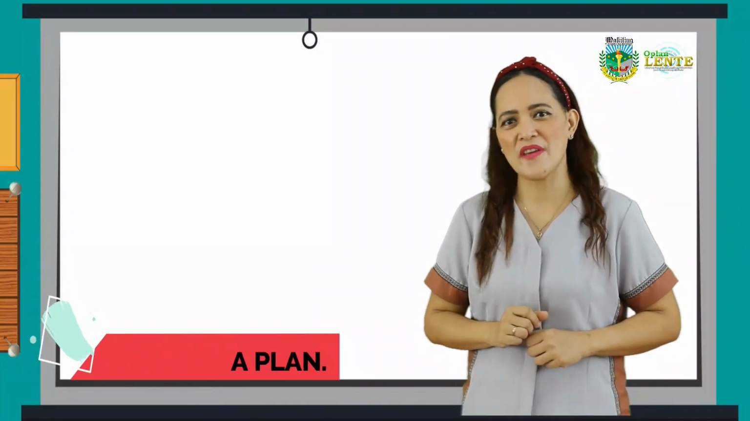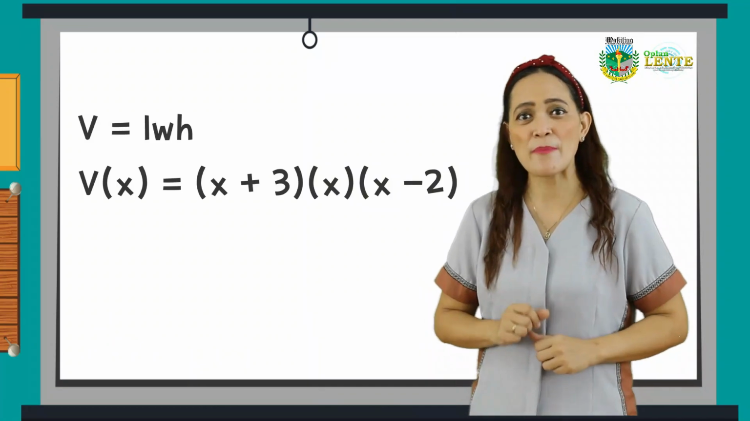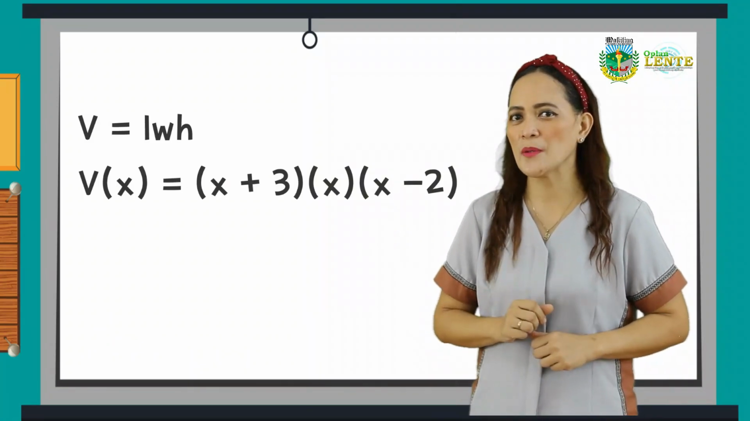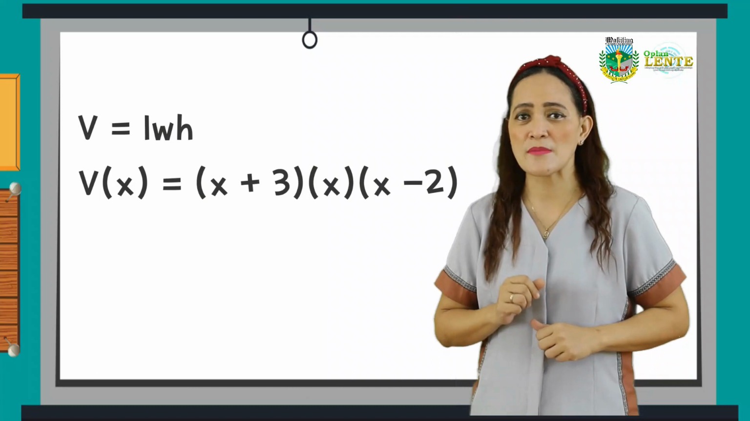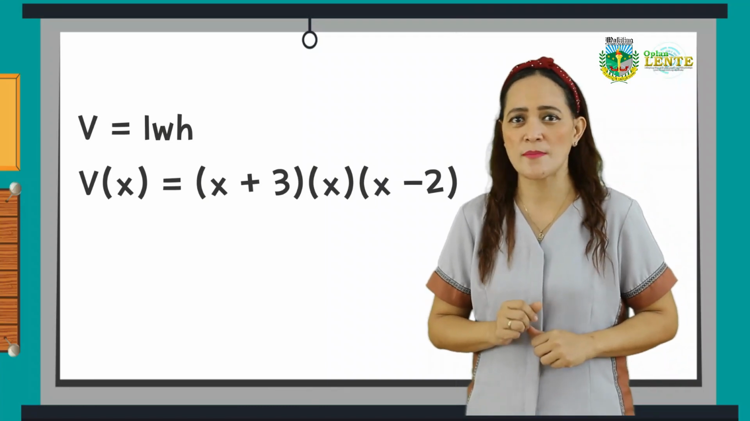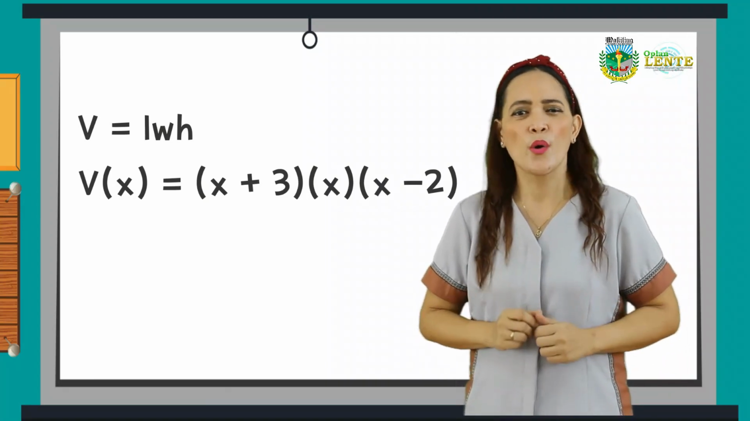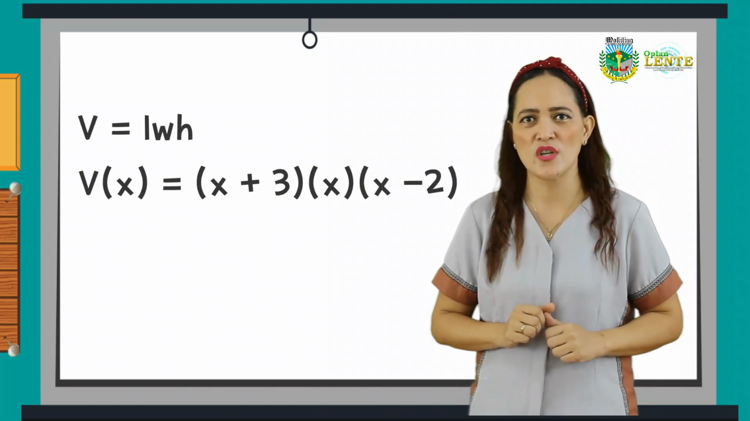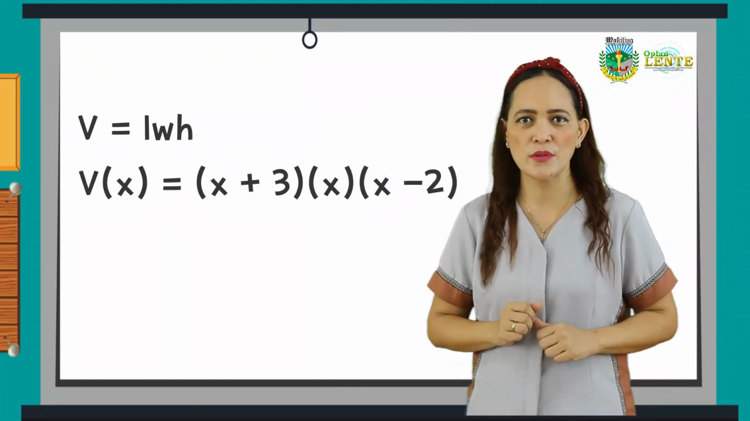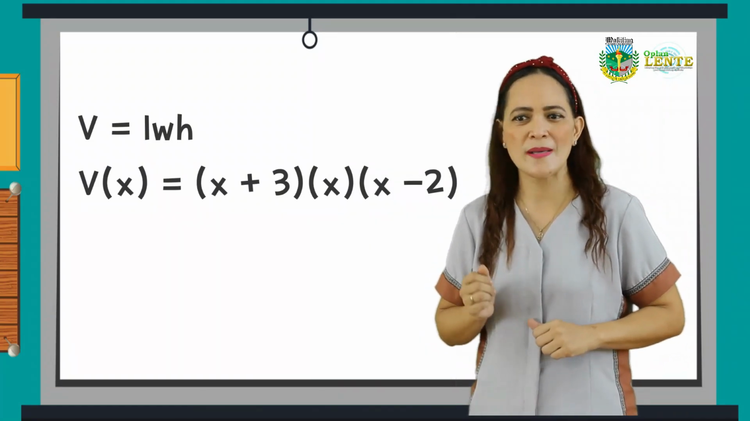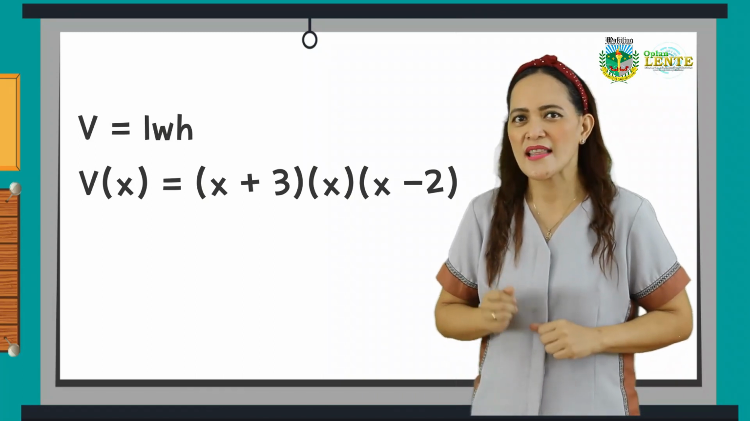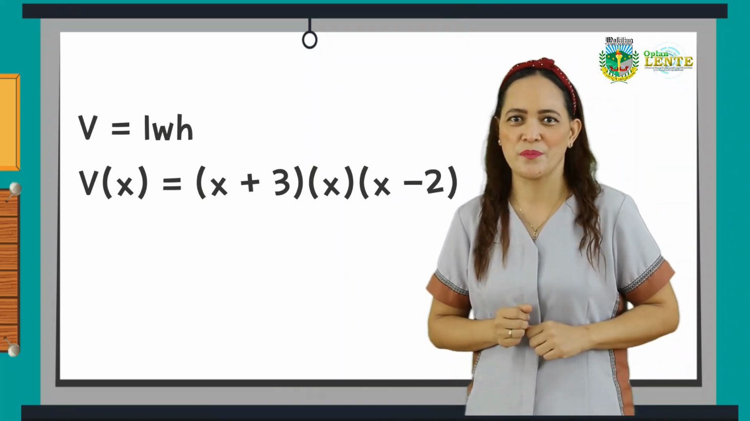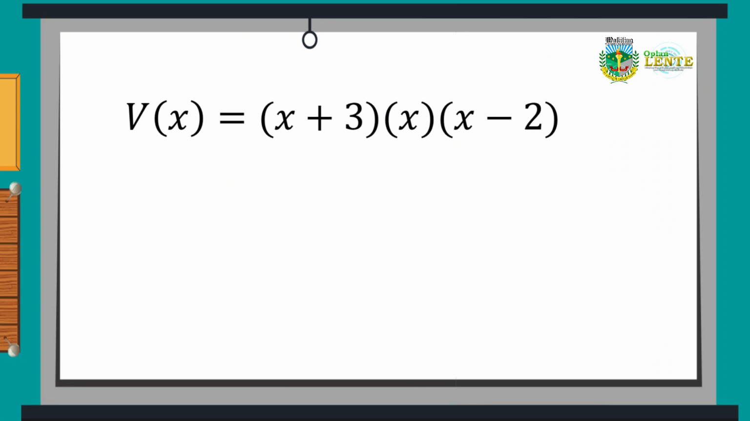Since the volume of the rectangular solid can be presented as the volume is equal to the length times width times height, by substituting the given, we now have a polynomial function V of x is equal to the quantity x plus 3 times x times the quantity x minus 2. To solve this, let us simplify first.